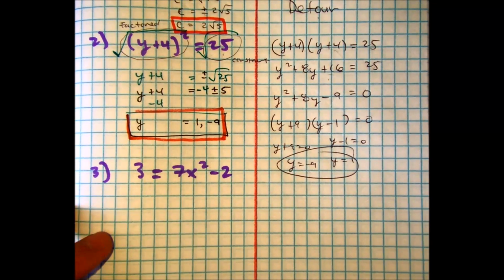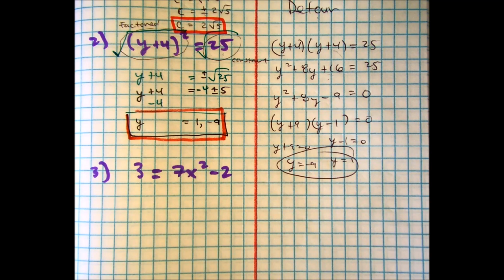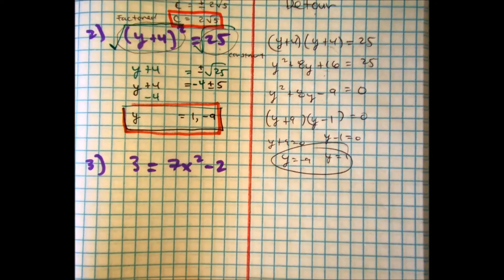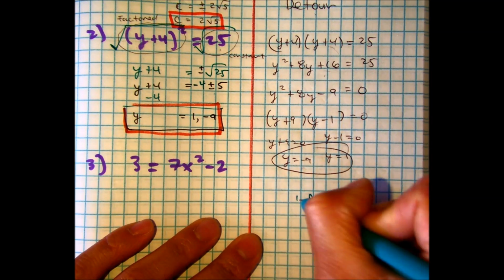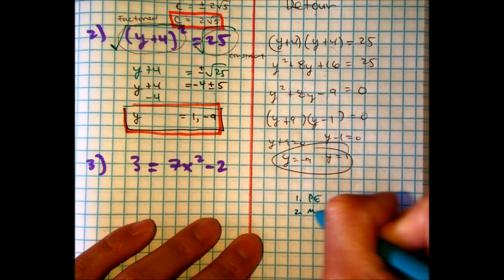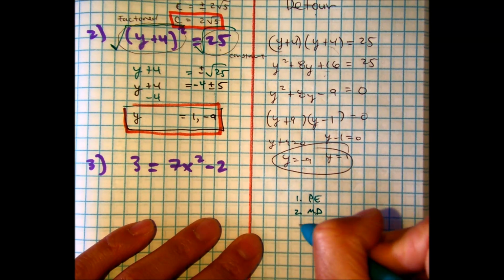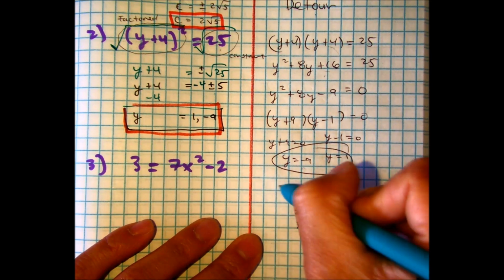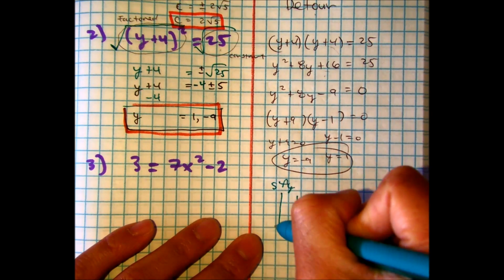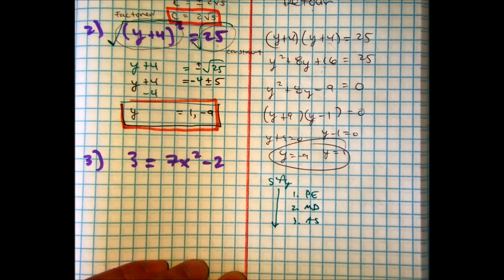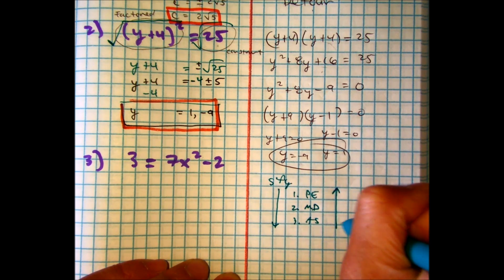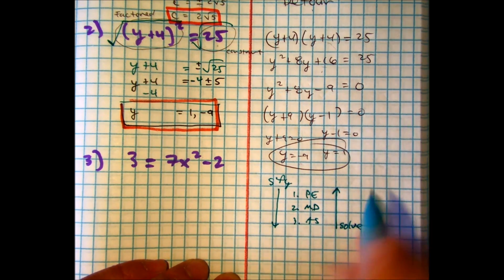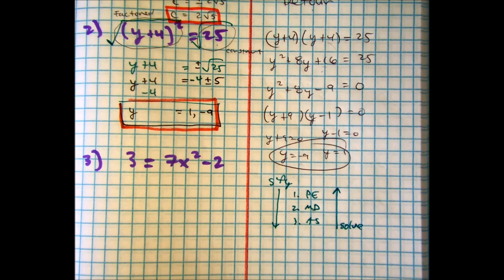Example number 3. Class, is it isolated? No. Here's another trick. Raise your hand if you heard of PEMDAS. PEMDAS is used to simplify expressions. To solve, I made this up, you go backwards. Why do I say that?